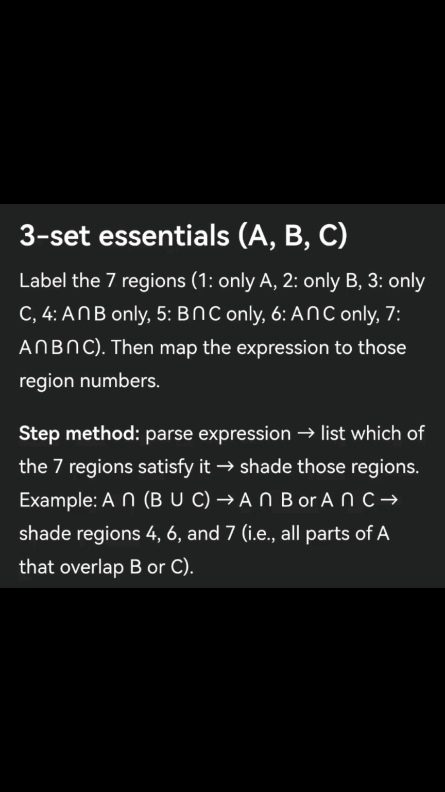The first one was about 4. So having 3 circles, you add 3 regions, right? With the 2 sets, we were having about 1, 2, 3, 4, I think 5. So yes, you have 7 for the 3 sets.